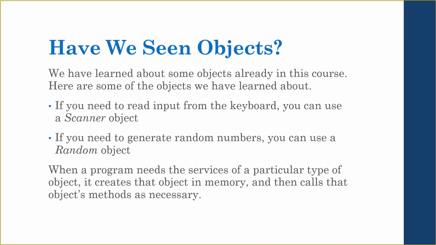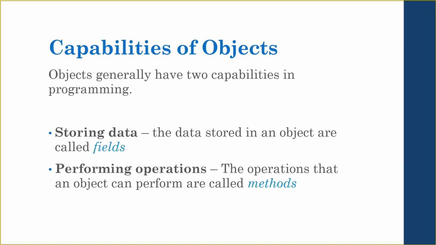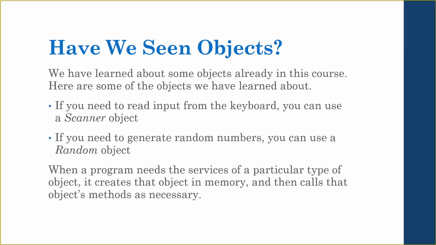Have we seen objects before? We have learned about objects in this course already. Here's a couple of the ones we've talked about. If we want to read input from the keyboard, we would use a Scanner object, right? We create a new Scanner object, and then we can use that object to perform some tasks. Like it says here, we are performing operations using the Scanner object. Also, if we want to generate random numbers, we could use a Random object to generate those numbers.